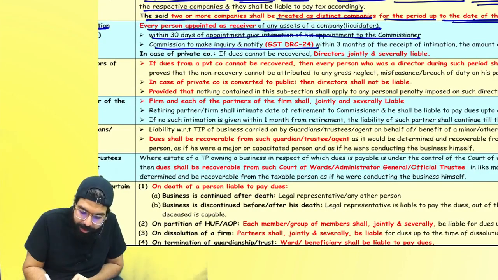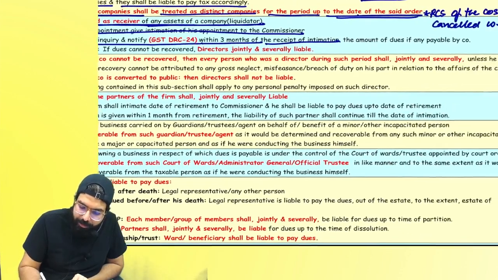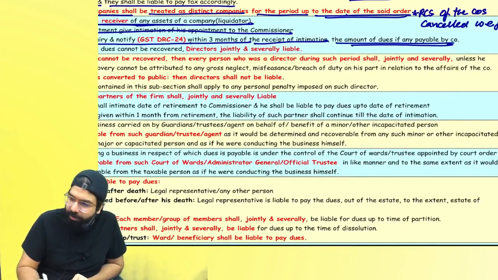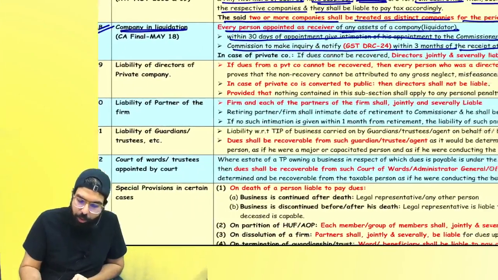The commissioner will make inquiry and inform you within 3 months of the intimation that, sir, this is the amount which is due. That is basically the tax, interest, and penalty which is payable by the company. And now, who will be liable?